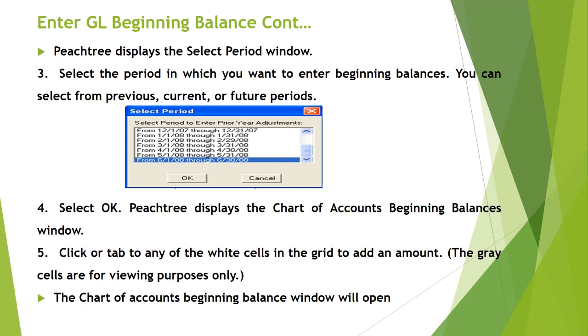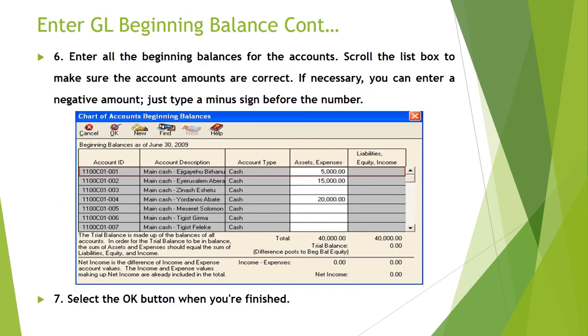Steps. 1. From the Maintain menu, select Chart of Accounts. Peachtree displays the Maintain Chart of Accounts window. 2. Select the Beginning Balances button. Peachtree displays the Select Period window. 3. Select the period in which you want to enter beginning balances. You can select from previous, current, or future periods. 4. Select OK. Peachtree displays the Chart of Accounts Beginning Balances window.